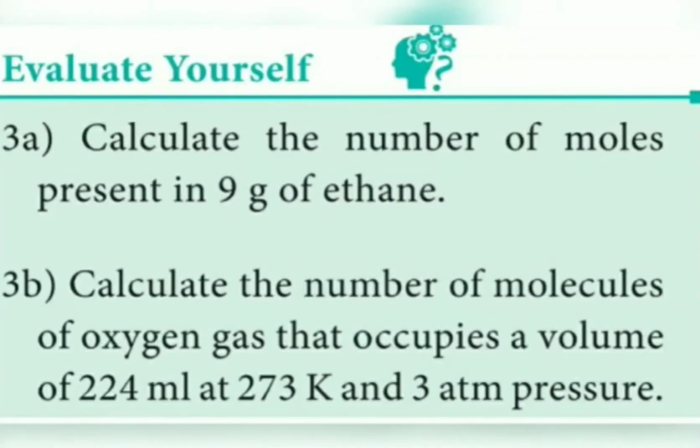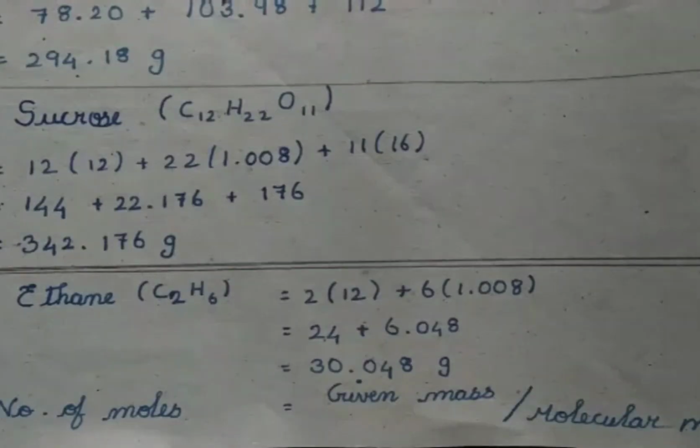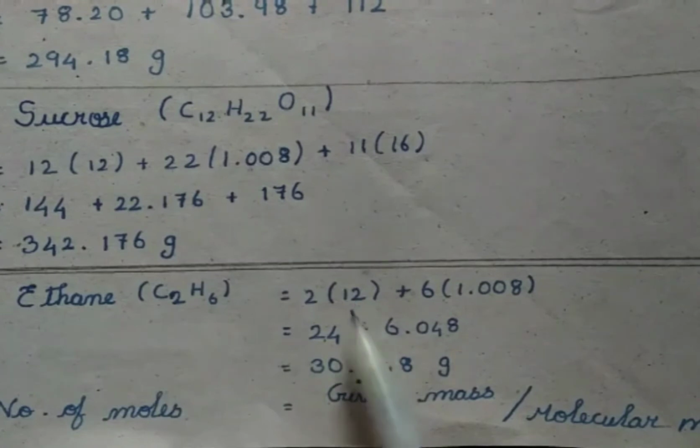Next, Evaluate Yourself 3. In this, two problems are given. Let's see them one by one. First one: calculate the number of moles present in 9 gram of ethane. In this sum, the given data is 9 gram of ethane, that is, ethane is given in gram, but they ask us to find it in mole, so we have to convert the gram into mole. Before converting that, we have to find the molar mass of ethane. So ethane, what is the molecular formula? C2H6.